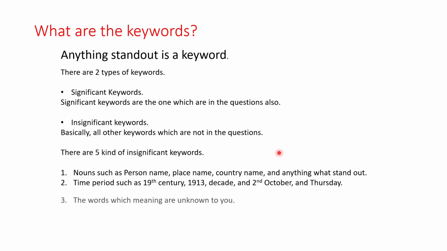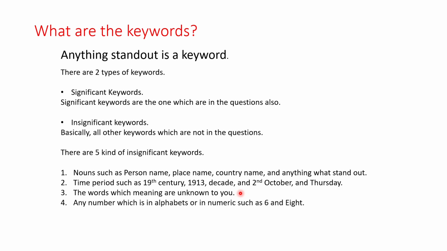Third category is words whose meaning is unknown to you. Many people don't consider these to be keywords, but practically speaking, they are very important, because many students taking the IELTS exam have English as their second or third language. So there is a strong possibility that many students might not know the meaning of some words in the passage they are solving. So always have a keen eye for these kinds of keywords if you find any in your paragraph.